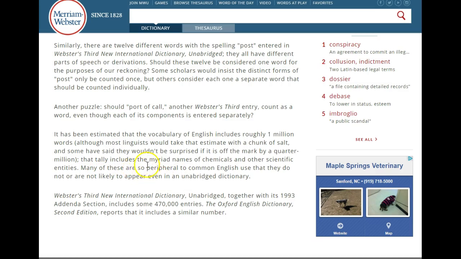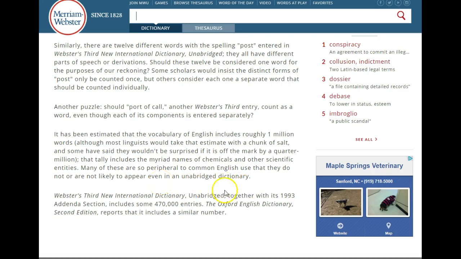Many of these words are so peripheral to common English. So I find myself having to figure out what these words mean in this context. And that's what this unit is all about. Figuring out what words mean. You might find this surprising, or maybe you won't. There are no people who know all the words. There are so many of them.